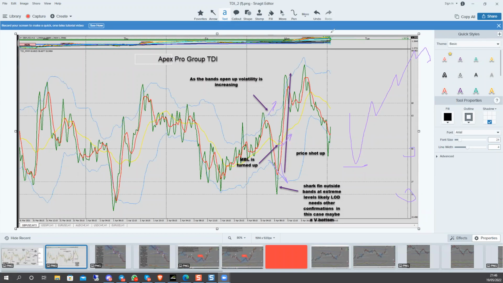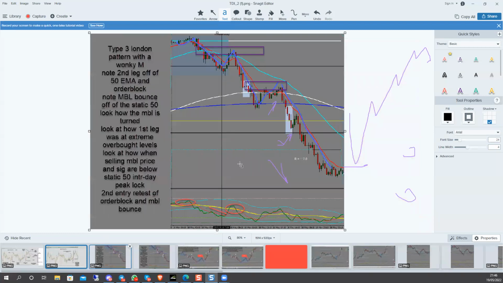So these things can really help us with the TDI. Then let's just look at an example from the flashcards I made earlier. And we can see from here that we had high of the day with the shark fin. The NBL started to turn down and price started to move down. Price came underneath the market baseline and the signal line, and price started to move back down in the downward direction.